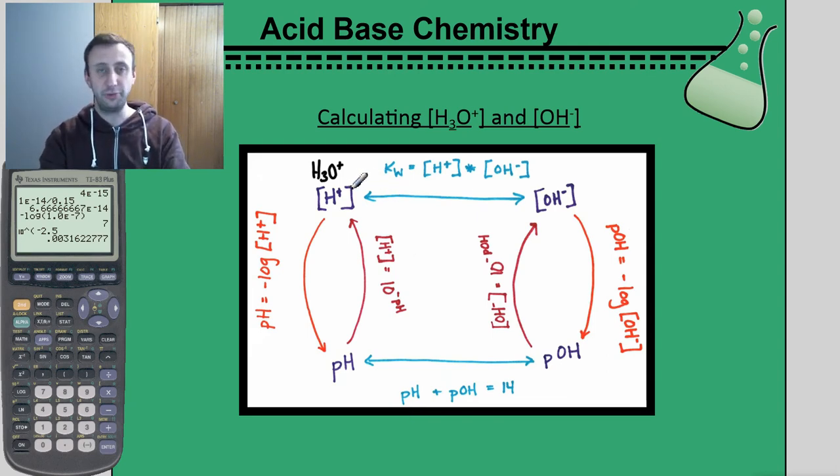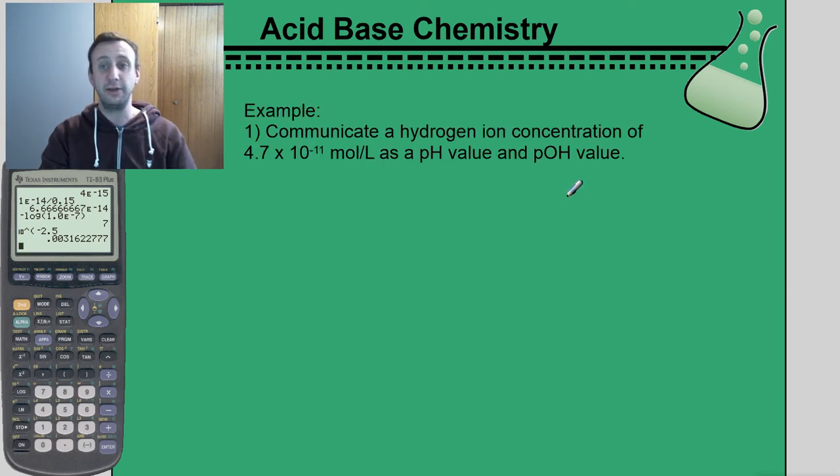So for any solution that has water as a solvent, I can go through this in order to find concentrations of hydronium, hydroxide, pH, or pOH. And the reason why this works is, again, because of that self-ionization equilibrium of two water molecules reacting to make hydronium and hydroxide. So let's give it a go.